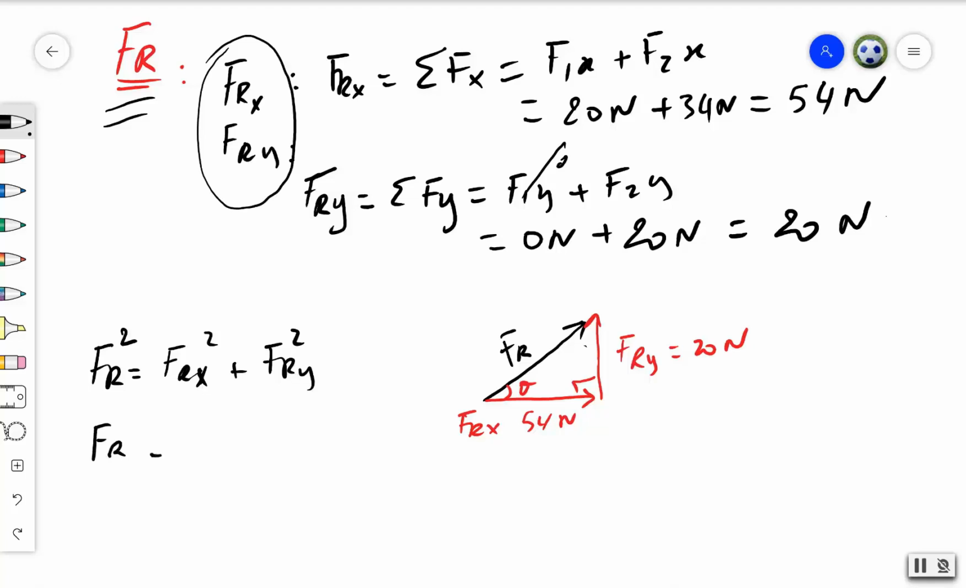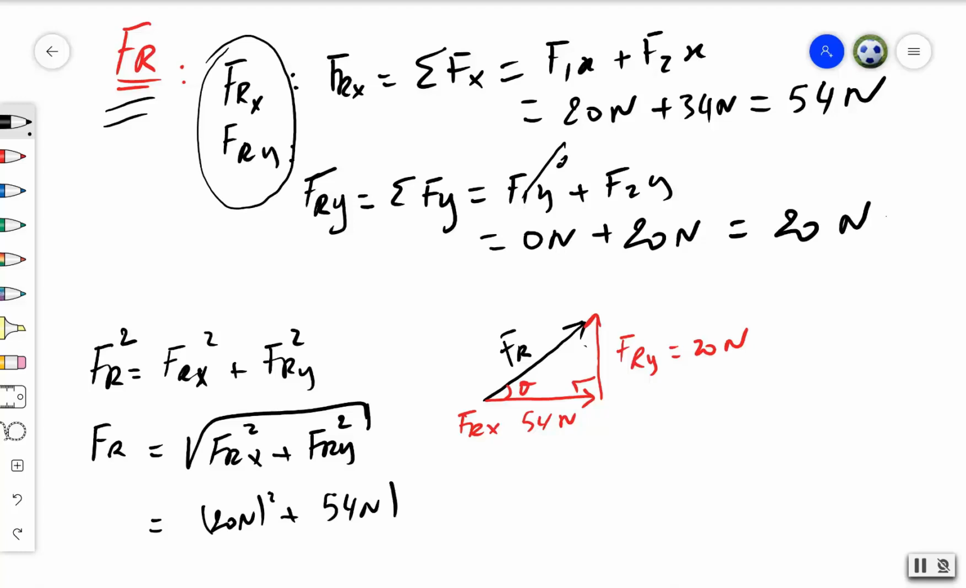So FR equals the square root of FRx squared plus FRy squared. I just need to plug in the numbers. Basically, I have 20 Newton squared plus 54 Newton squared. If I do the math using my calculator, this will give me 57.58 Newton. That's my FR.